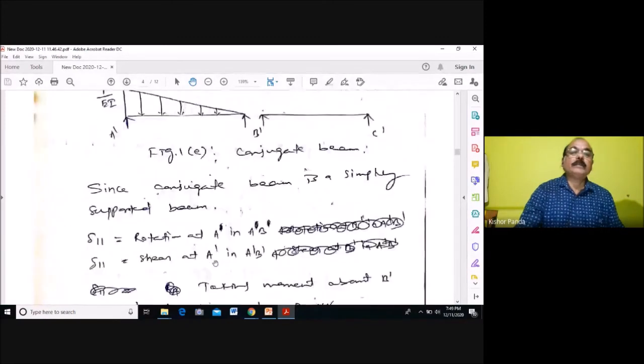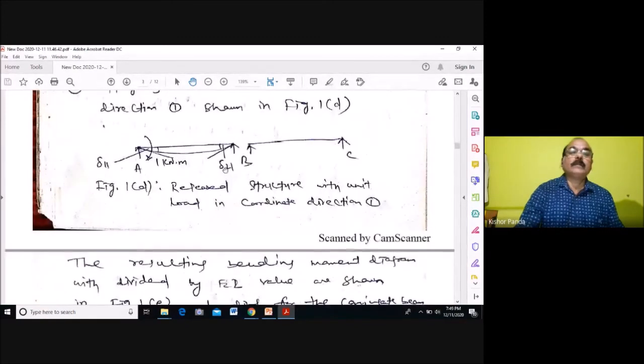Similarly, find out what is the displacement at coordinate 2 due to unit force at coordinate 1, delta 2-1. Because due to this unit force, you have to find out what is the displacement delta 1-1 and what is the displacement here at 2, delta 2-1.